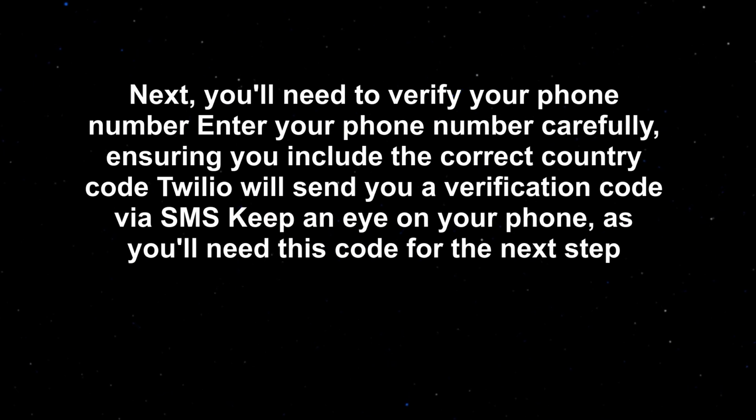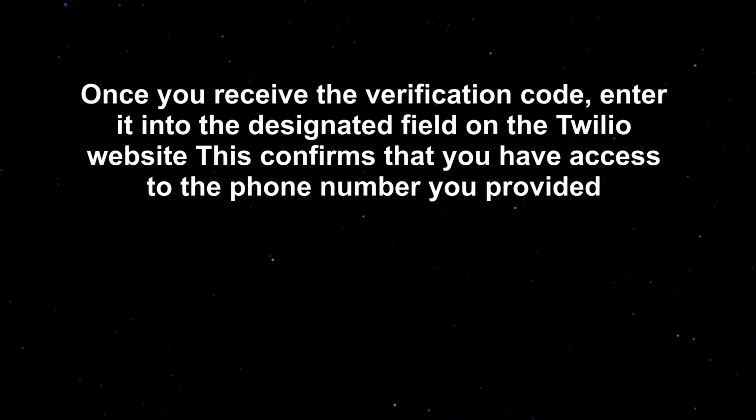Next, you'll need to verify your phone number. Enter your phone number carefully, ensuring you include the correct country code. Twilio will send you a verification code via SMS. Keep an eye on your phone, as you'll need this code for the next step. Once you receive the verification code, enter it into the designated field on the Twilio website. This confirms that you had access to the phone number you provided.